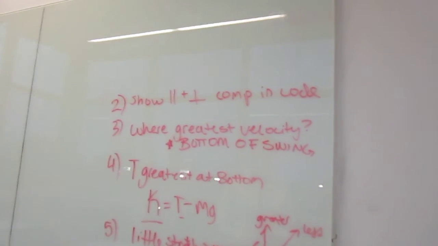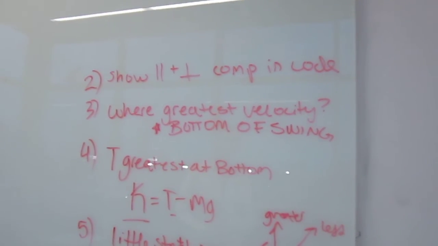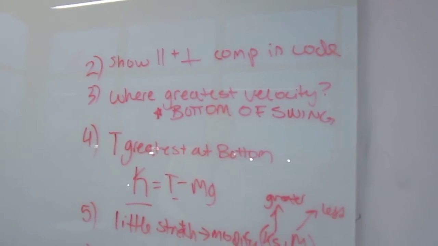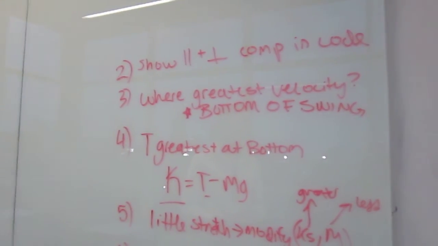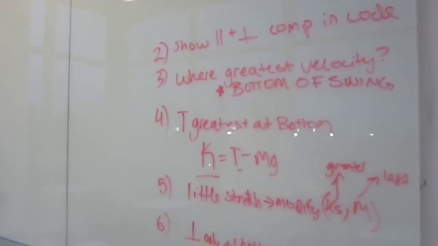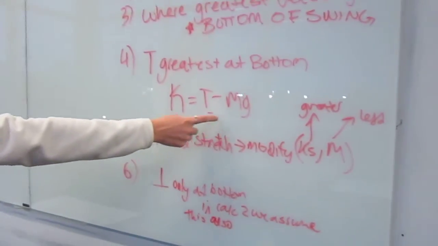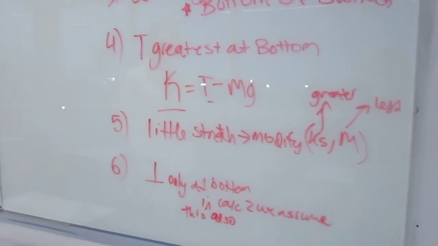So we know that there's a parallel and perpendicular component within the force, and that at the bottom we have the perpendicular component dominating. So the velocity at the very bottom is the greatest because the mv squared over r is the dominating factor. So the tension is also the greatest at the bottom because we know that it correlates to the K equals T minus mg, which is the correlating factor.